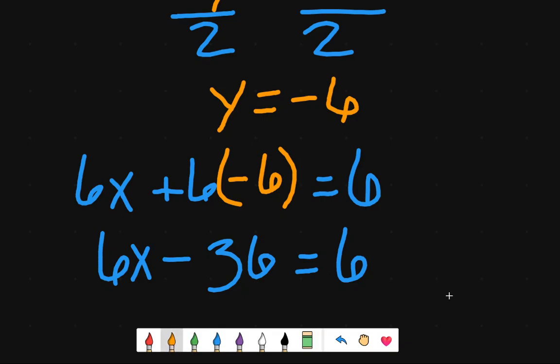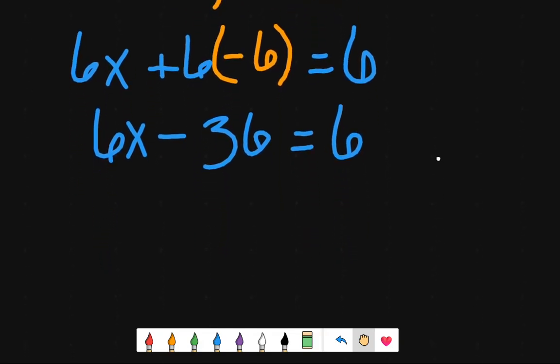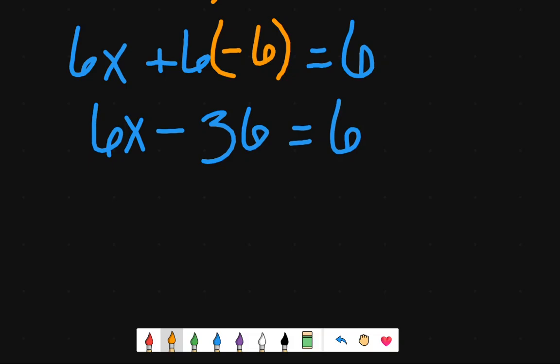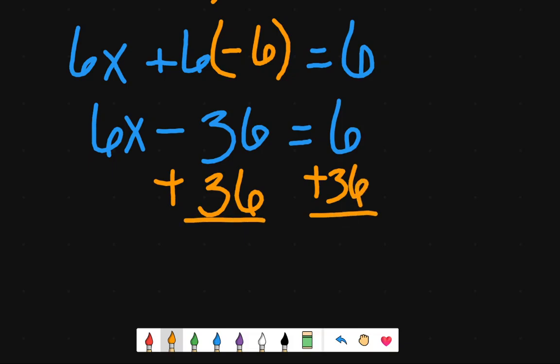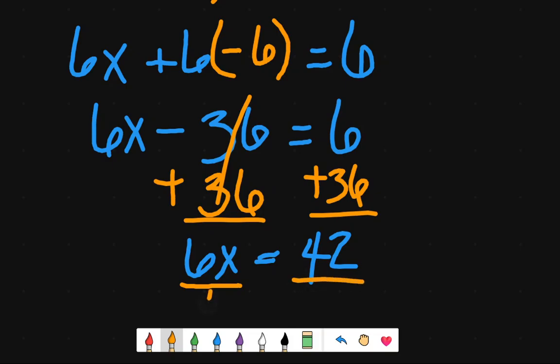Now we have to add 36 to both sides of the equation because we want to eliminate the minus 36. So we're adding 36 to minus 36, and we added 36 to 6. And now we have eliminated the minus 36, and we can bring down our 6x. 6x is equal to 42. And the next step is to divide both sides by, you got it, 6. So now we have x is equal to 42 divided by 6, which is 7.